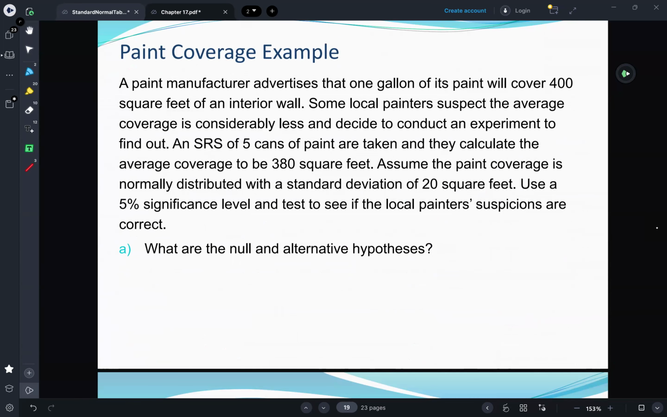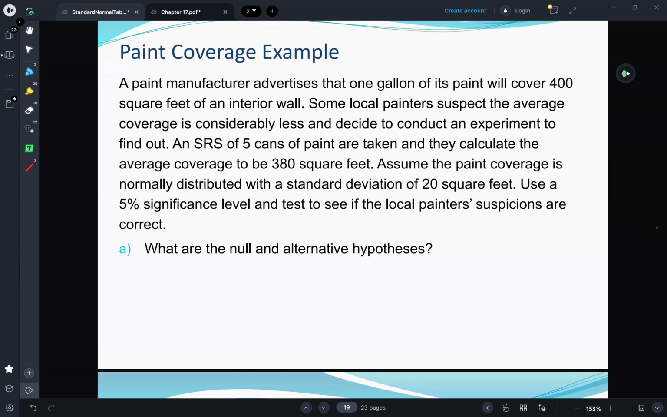Let's try another one, paint coverage. So we have a manufacturer, well, this is an industry question, sort of like our ice creams from our last chapter. So let's say they advertise 1 gallon of paint will cover 400 square feet of an interior wall. Now that's what's being advertised, right? 1 gallon gives you 400 square feet, or does it?